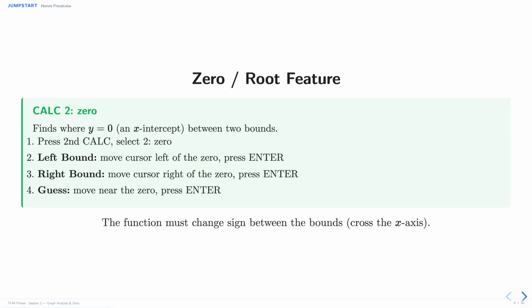The zero feature is specifically designed to find where the function equals 0, or the x-intercept between two bounds. Remember, the function must change sign between these bounds, meaning it crosses the x-axis. Always find one zero at a time, and if there are multiple roots, repeat the process for each one with different bounds.